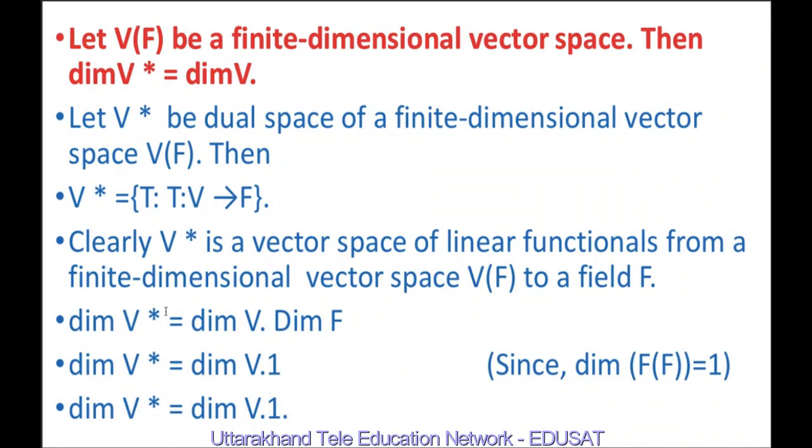It means dimension of V star is equal to dimension of V into dimension of F. But dimension of F over F is 1. It means dimension of V into 1, which is equal to dimension of V. Therefore, dimension of V star is equal to dimension of V. Dimension of dual of V and dimension of V are the same.